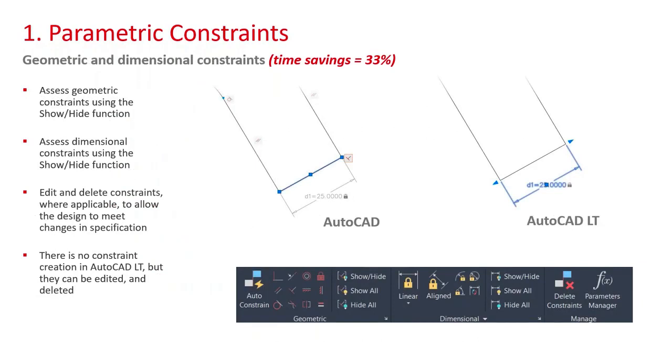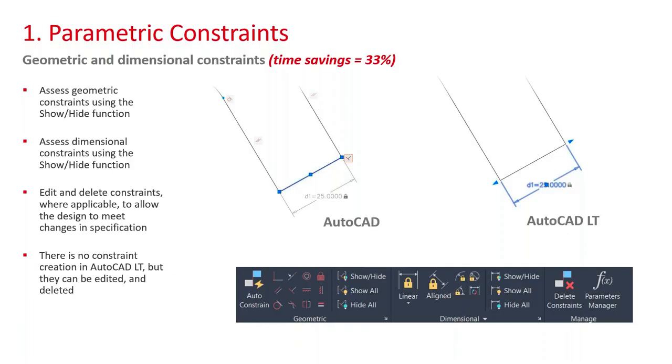Now, you've got geometric, which is your geometry, and dimensional constraints in full AutoCAD with a time saving of about 33%. So what that means is you can assess the geometric and dimensional constraints using the show and hide functions. So they're not there all the time. You can switch them on and off like you can your layers, and you can edit and delete those constraints where applicable to allow the design to meet any changes in the specification.